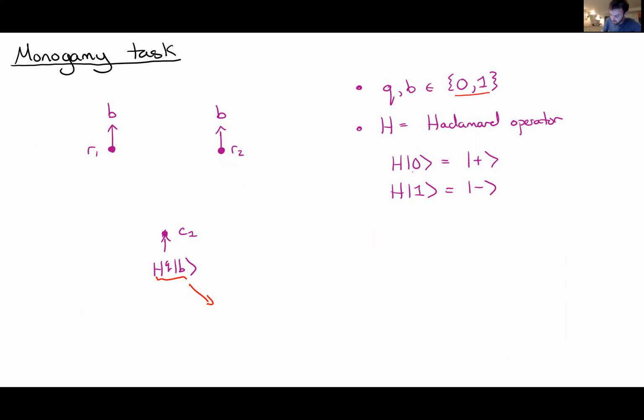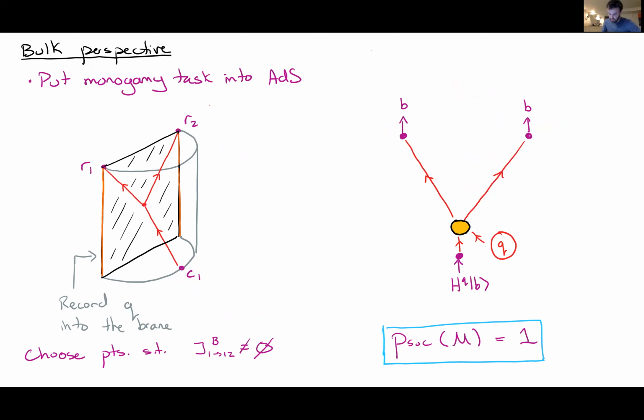H is the Hadamard. It takes 0 to plus and 1 to minus. So that means that this state, if Q is 0, is either 0 or 1. And if Q is 1, is either plus or minus. Okay, and then your goal, the task you have to complete, is to bring B to both R1 and R2. Okay, good.